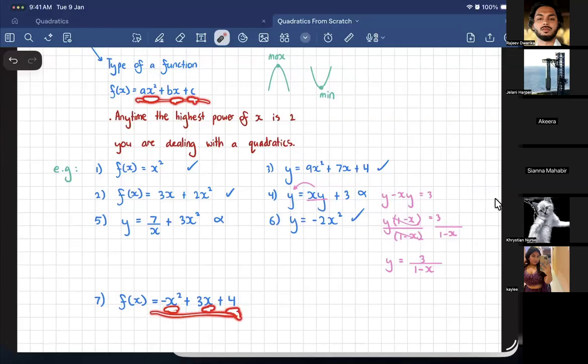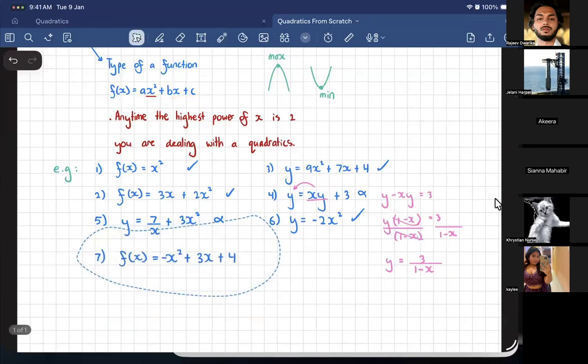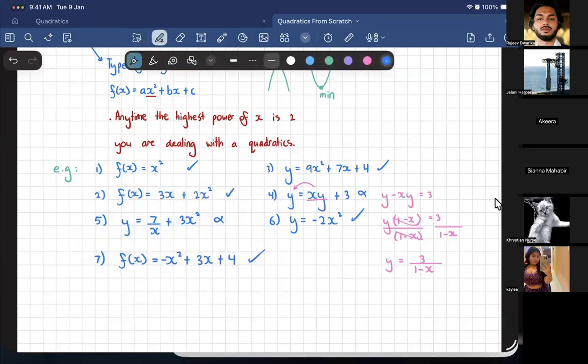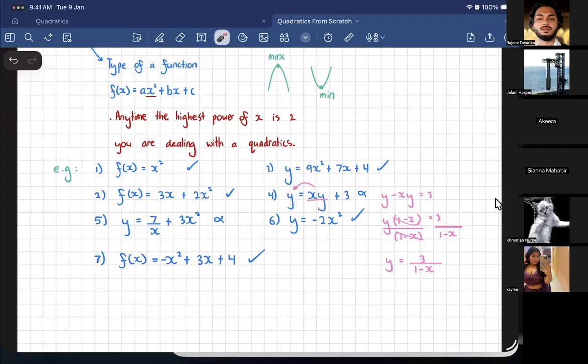Kelly, let me know if you see that. Seeing that? Yes, sir. Yes, that's sure. It's just the one with the fraction that I'm confused about. But I understand now, because when it has a fraction, then it's not quadratic. Exactly. Because, Kelly, if you want to get rid of that fraction, right?